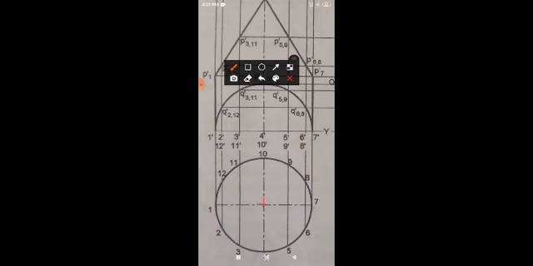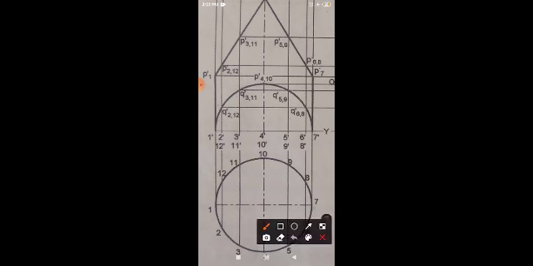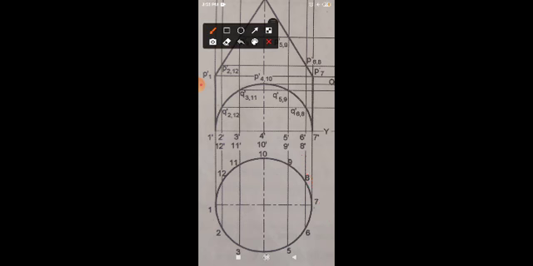You have to take the distance equal to radius from this point 1, from this point 2, from this point 3, and this point 4. From all these points you have to draw the arc on both sides of your point. In this way you will get this circle divided into 12 equal parts, not just parts, equal parts.